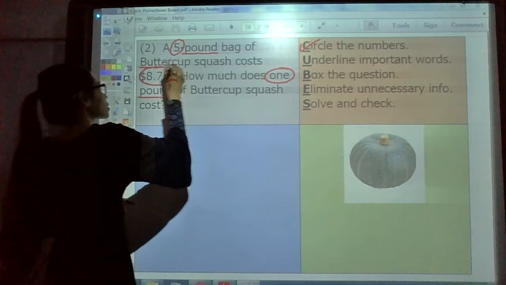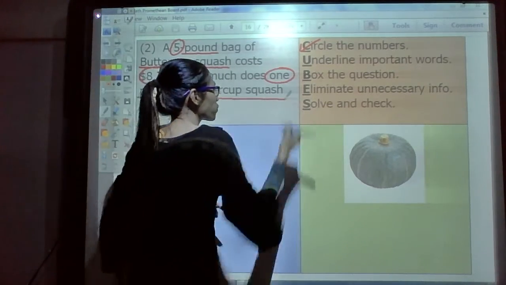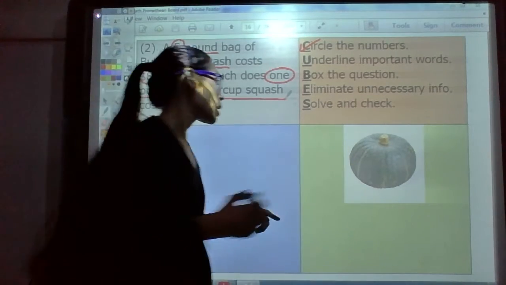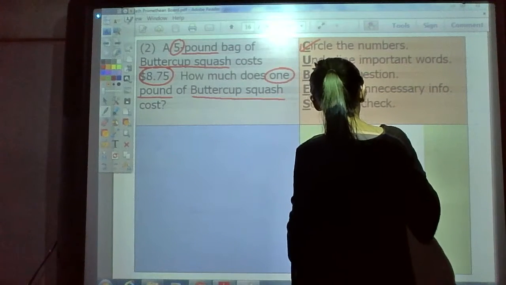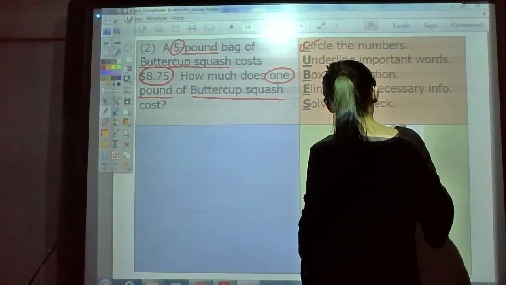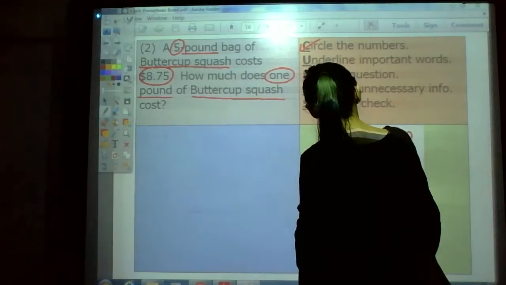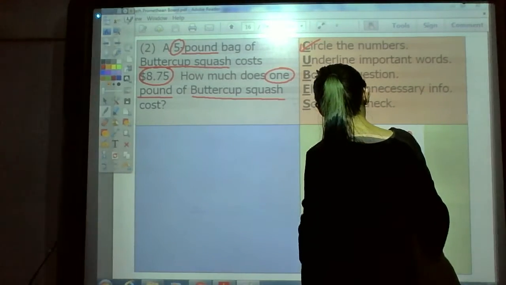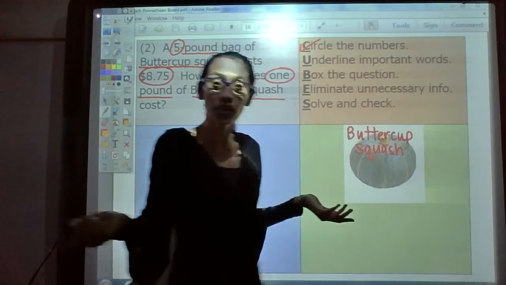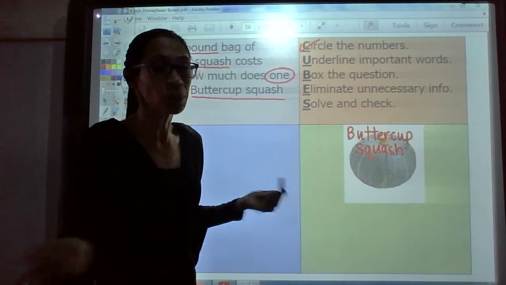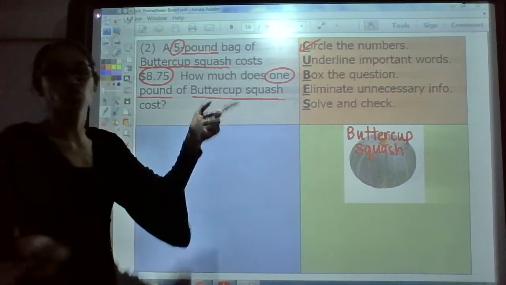Buttercup squash. So this is another variety of squash right there. Buttercup squash. Let me write that down. Have you seen that before? Did you know that there's so many different kinds of squash? What? So many different varieties of squash, and that's one of them.